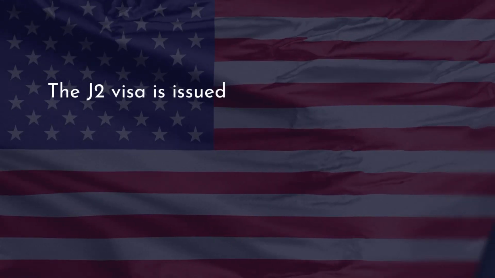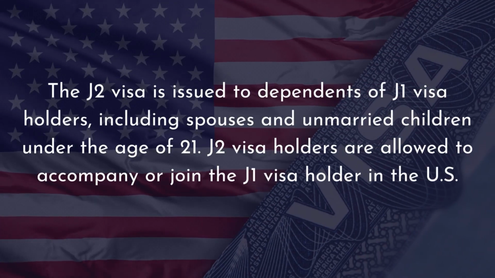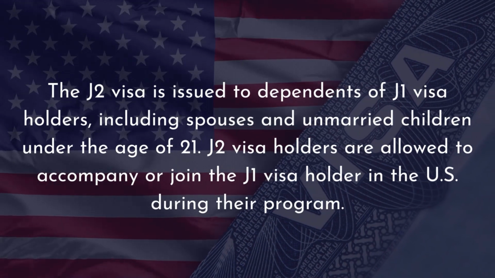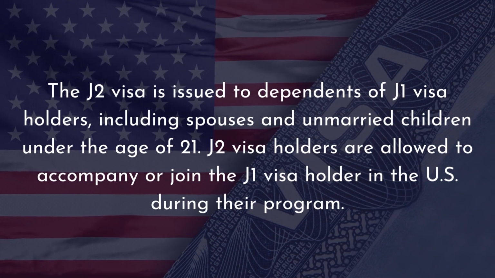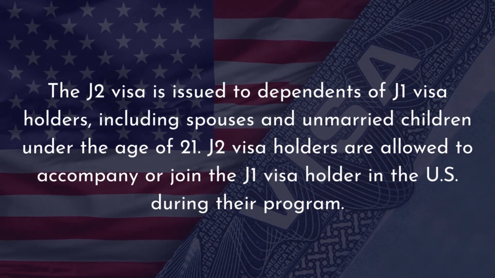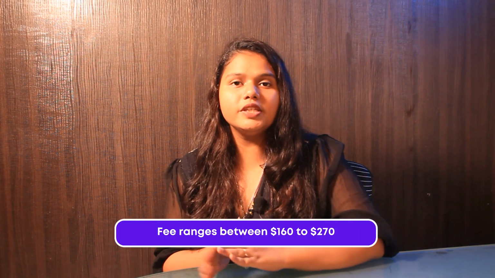Now let's move on to J2 visa. The J2 visa is issued to dependents of J1 visa holders, including spouses and unmarried children under the age of 21. J2 visa holders are allowed to accompany or join the J1 visa holder in the USA during their program. Now let's talk about the application fee. The application fee for the J2 visa ranges between $160 to $270.